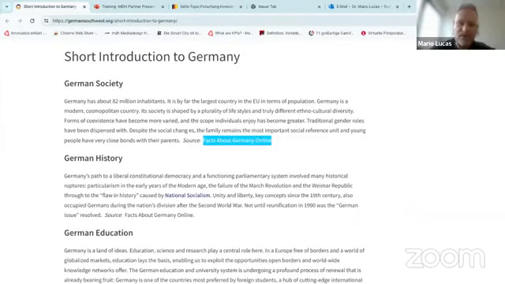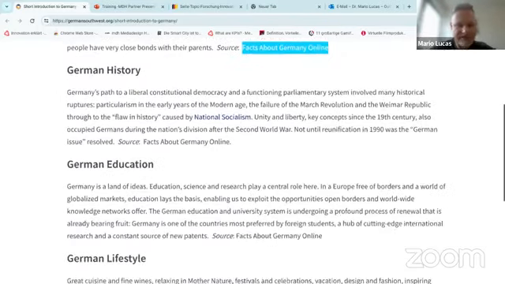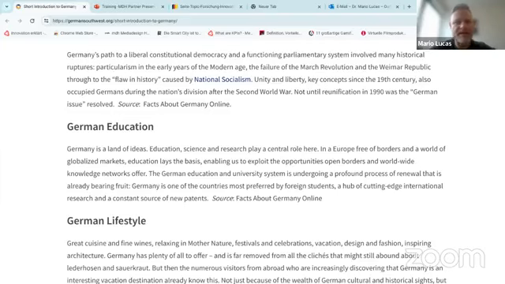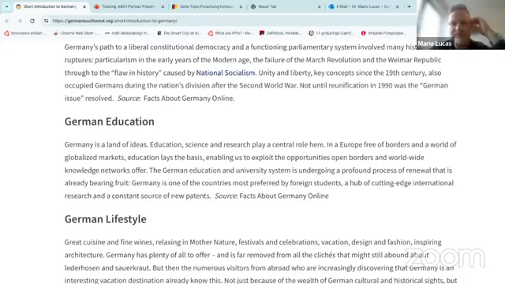And this other link summarizes the main facts about Germany. You can see that we are the biggest country in the European Union. We have a population of more than 80 million inhabitants. Of course, we have our own history, and we are doing quite well in the education system. We are just undergoing a profound process of renewal in the German education system, and of course, the system is already bearing fruit. Germany is one of the countries most preferred by foreign students, and that's what we will see later on.